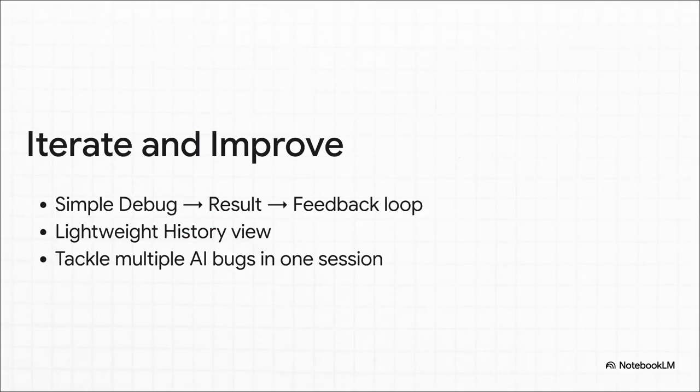So what this all adds up to is a system that's built for speed. It's all about rapid iteration. You're in this really simple, tight feedback loop. You debug, you get a result, you provide feedback. There's a lightweight history view so you can easily track what you've tried, and you can just power through multiple AI bugs in one single focused session. No more context switching all day.